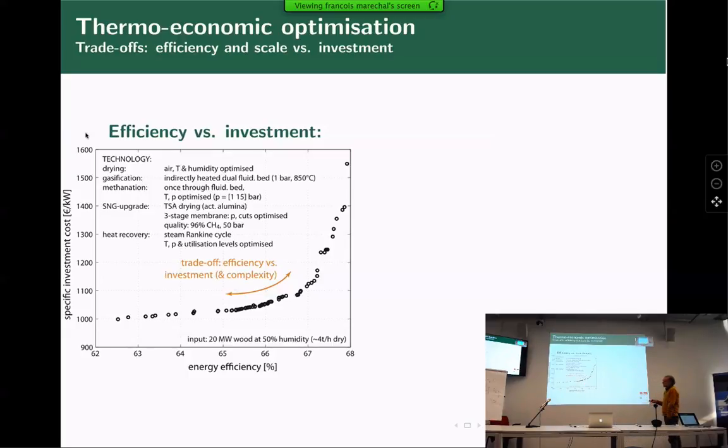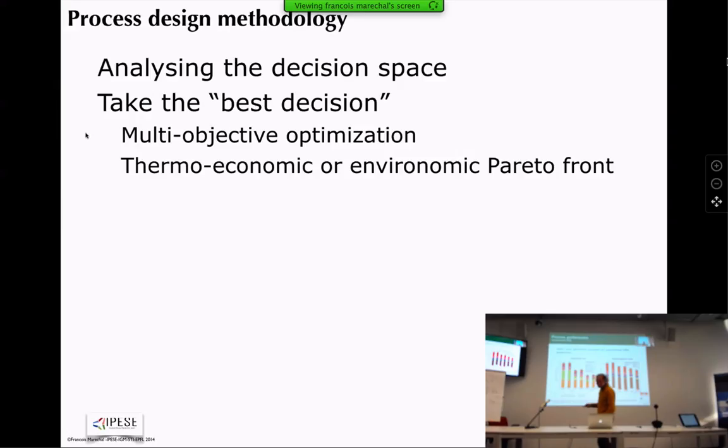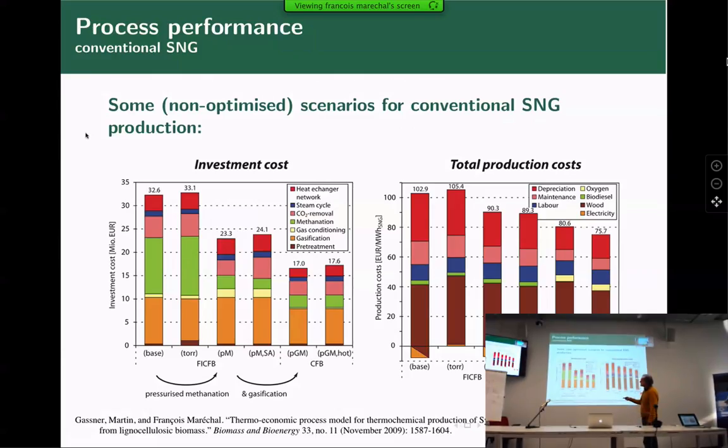And this is one example of the results that we obtain. So for example, here we have on the one hand the efficiency, on the other hand the specific investment. So one of the points here was described before. One of the points is one of the designs that is here, okay, in which I have all the details. So I know how much each process unit is costing. I know what are the flows and what is the efficiency.